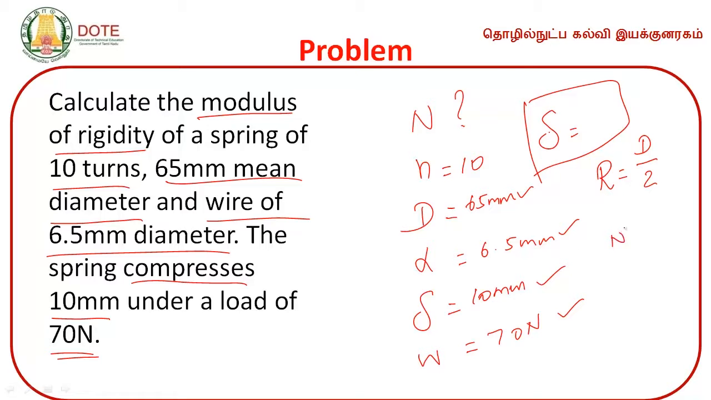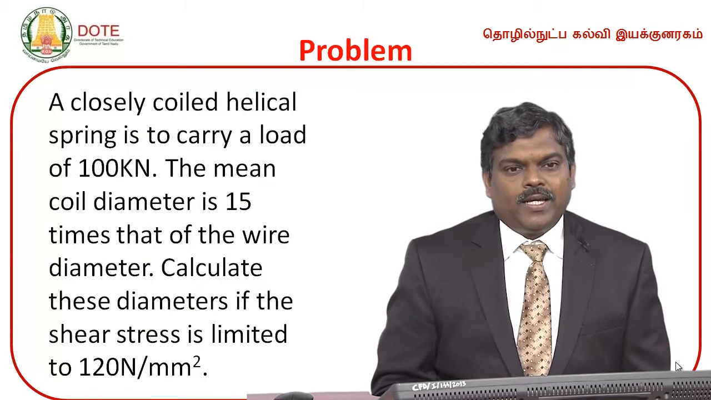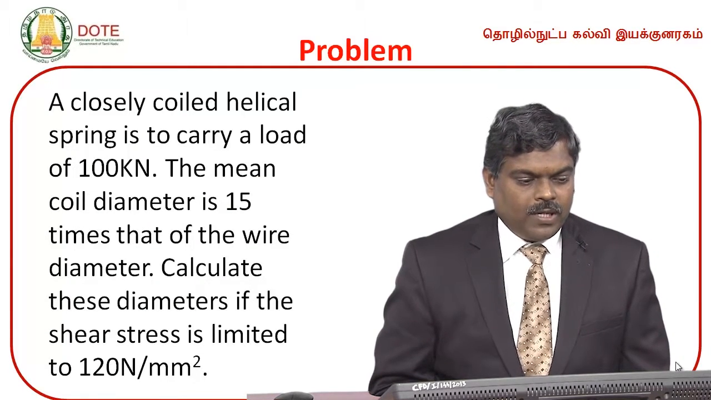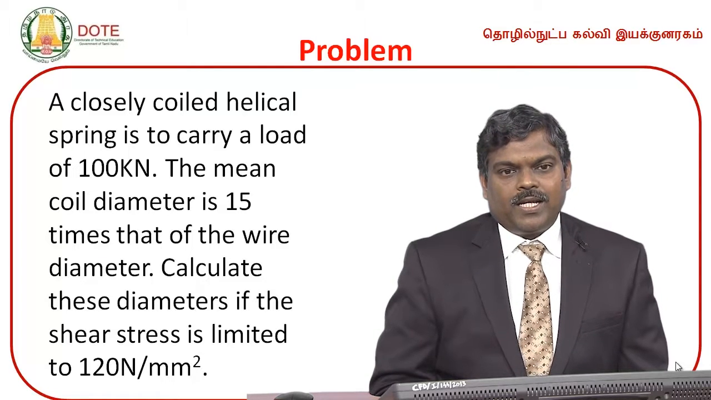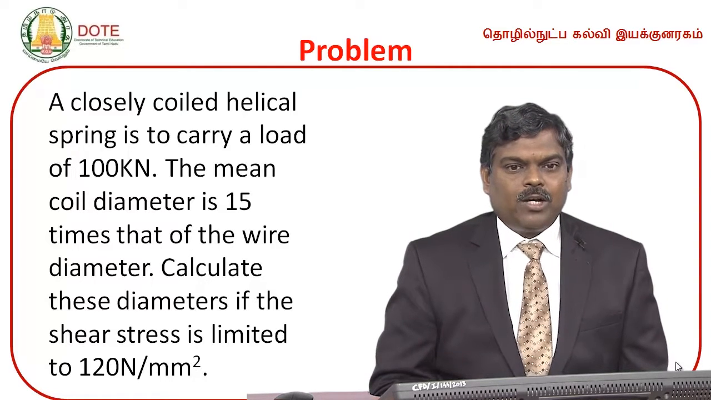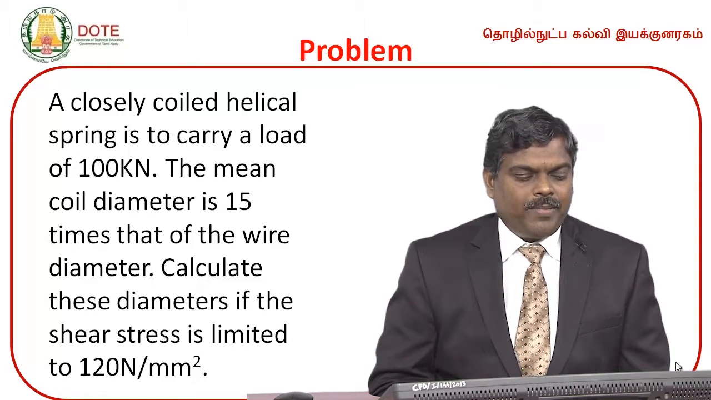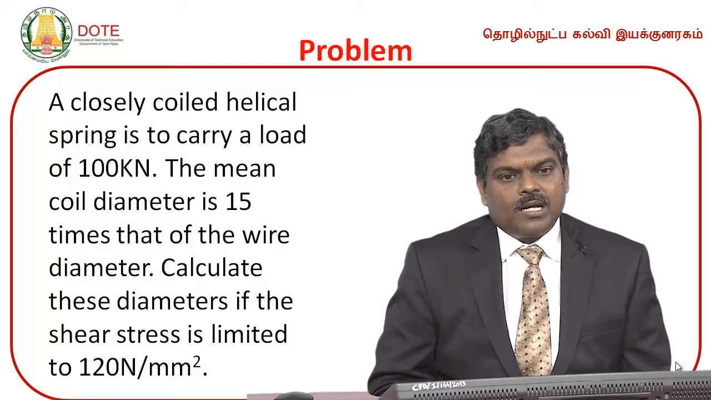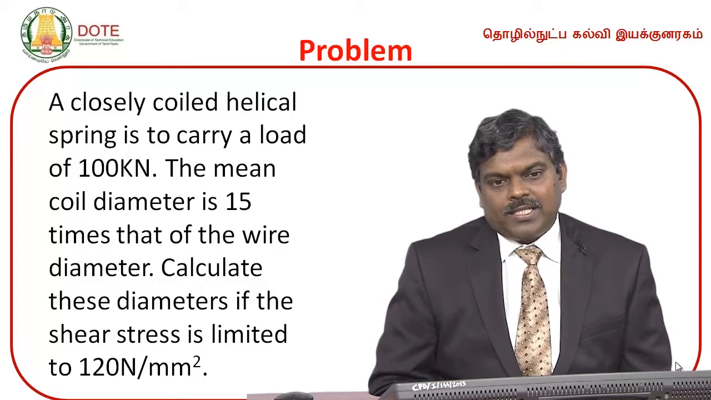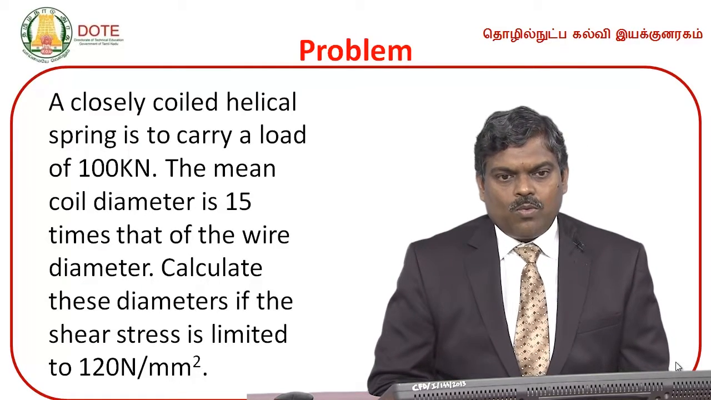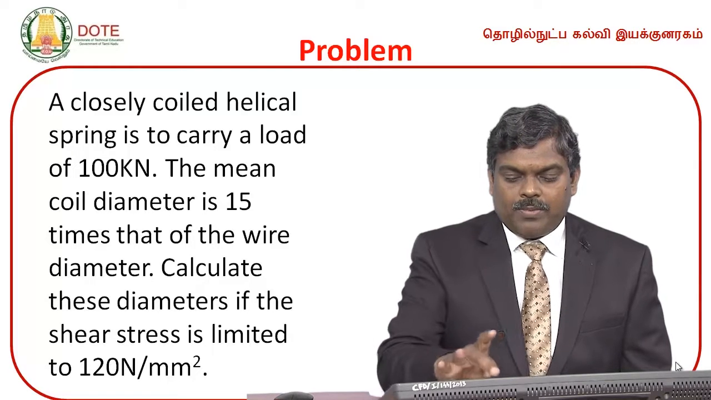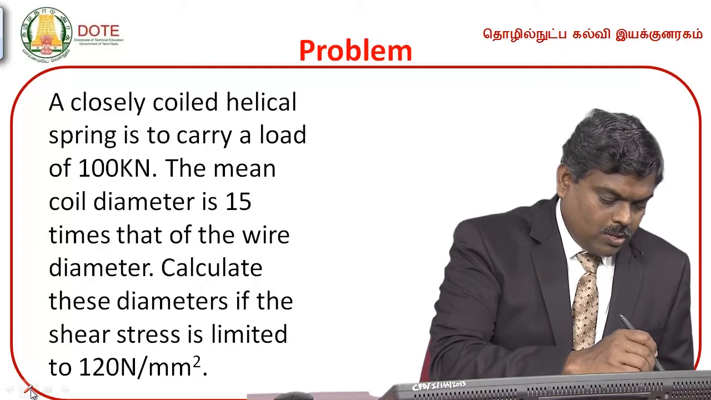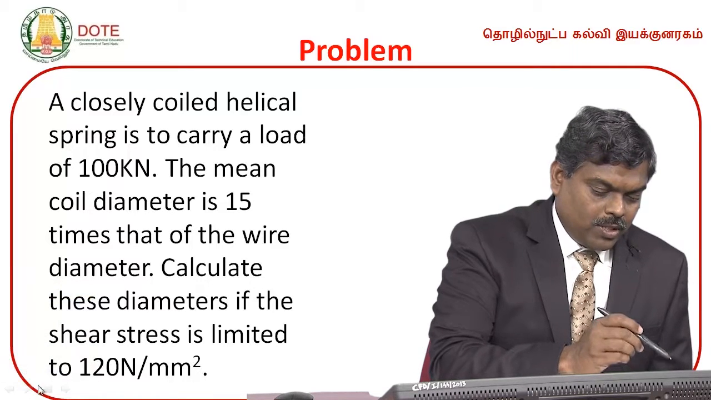Now we are going to see another problem related to springs. A closely coiled helical spring is to carry a load of 100 kilonewton. The mean coil diameter is 15 times that of the wire diameter. Calculate these diameters if the shear stress is limited to 120 Newton per mm square. So this is the problem given to us.